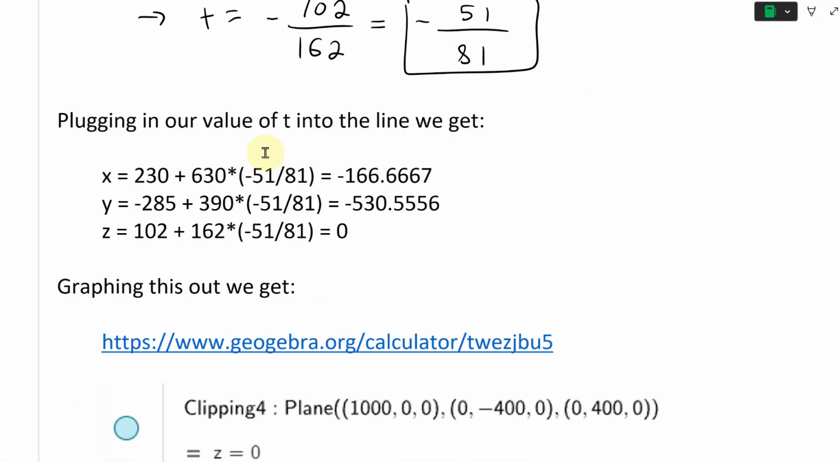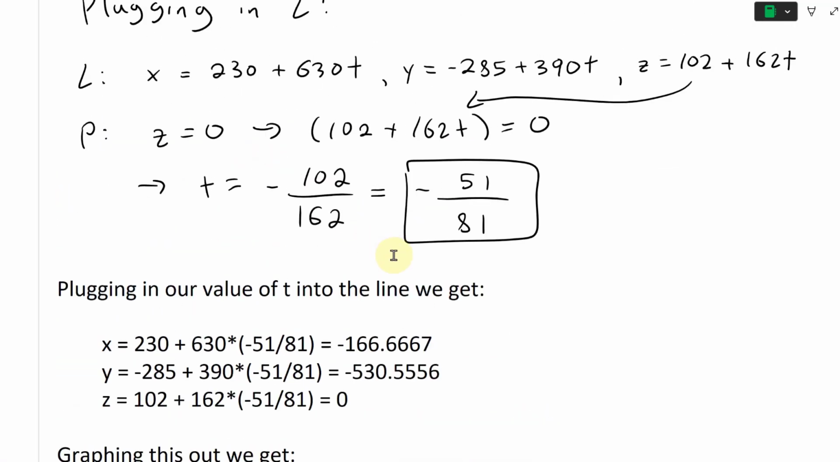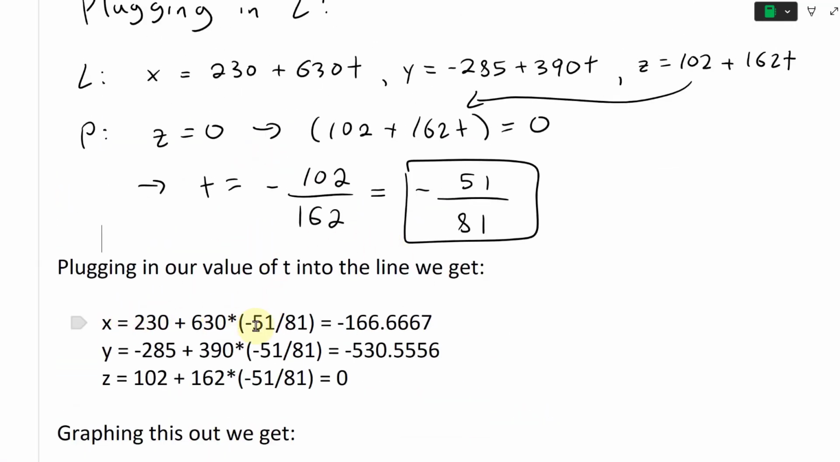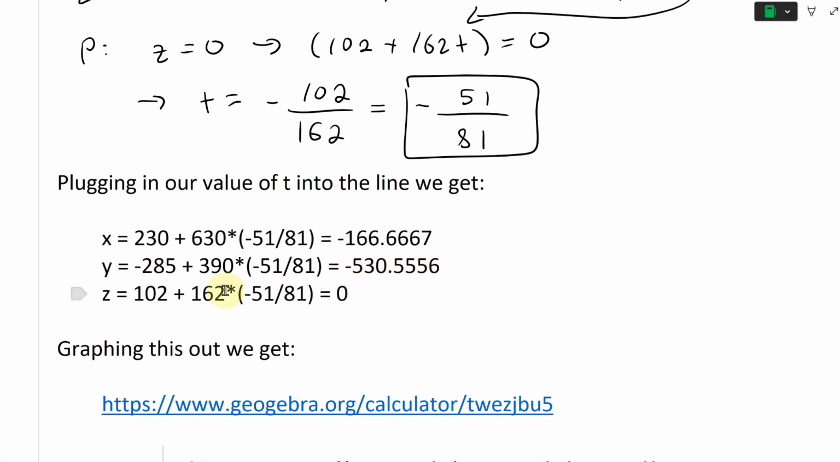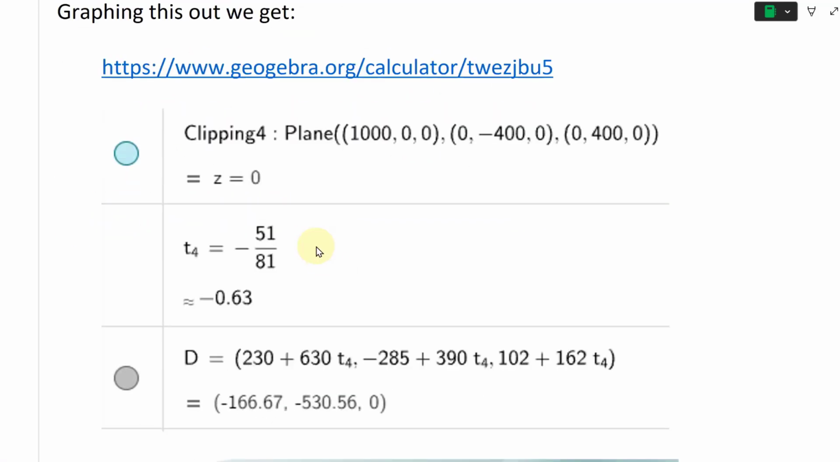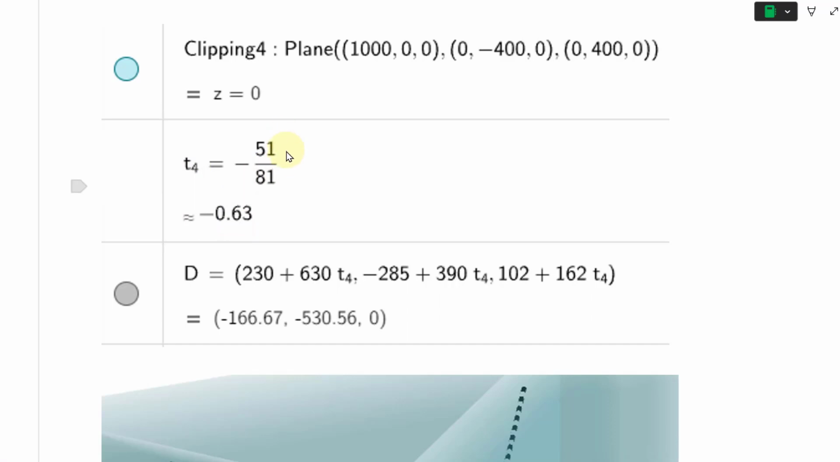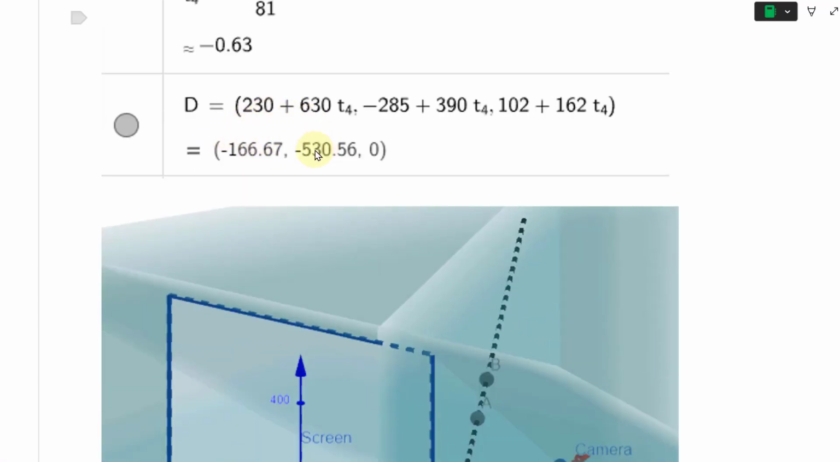Alright, so now if we plug our value of T into the line, we plug in the parameter T as negative 51 over 81. So we get these values here, equals negative 166.66, etc. And then you have this negative 5.3, and this other one right here all goes to 0, as it should. So that was a good double check, because it should be on the plane of z equals 0, and it is. So if you put in the clipping plane 4 coordinates and auto-calculate z equals 0, if you plug in T as negative 51 over 81 and plug that inside, you get this here as well.